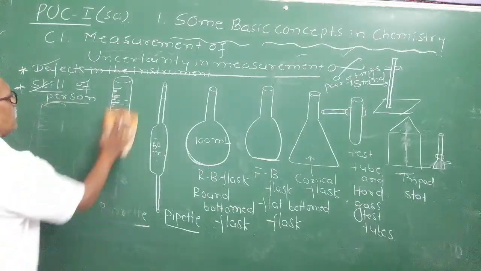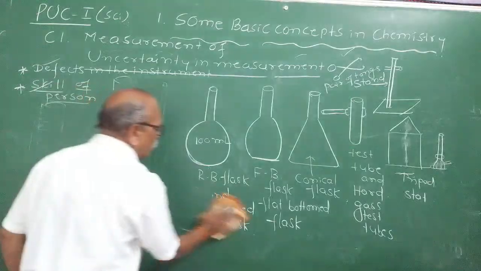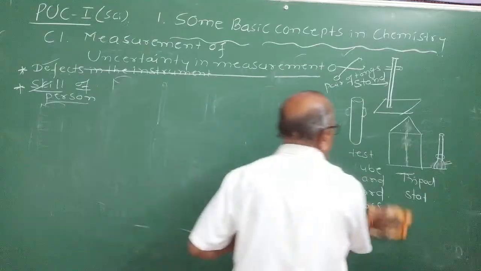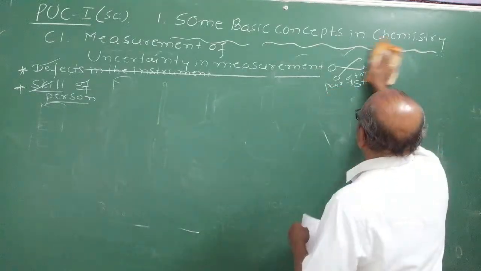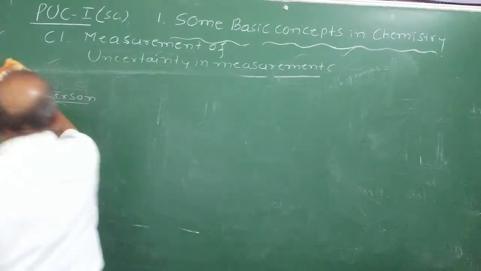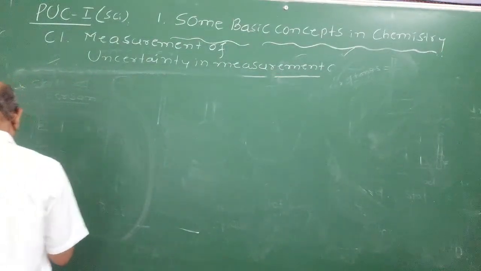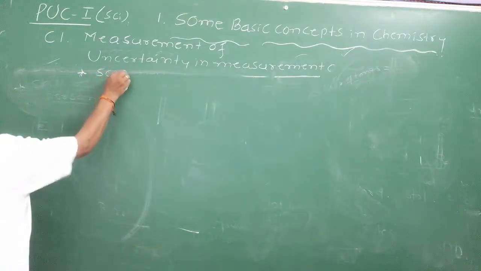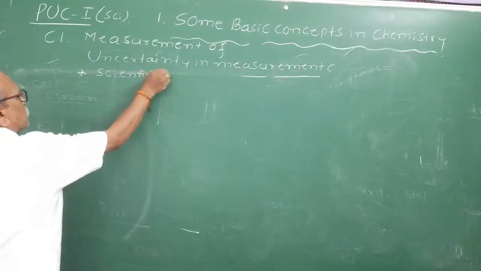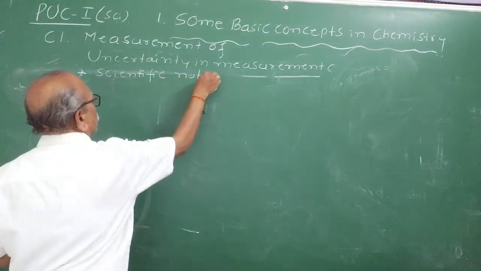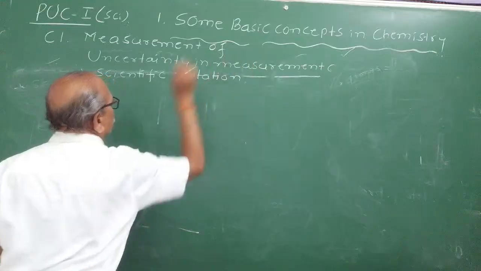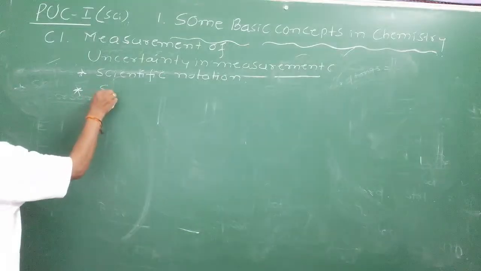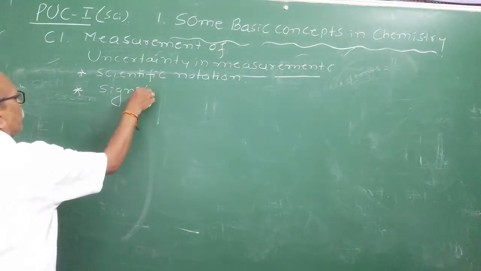So these uncertainties can be reduced or can be made closer to the certainty by using three things, right? So that is the first thing, expressing the particular thing in scientific notation. Scientific notation. Using scientific notation, most of the uncertainty in the measurement can be reduced. And using significant figures. Significant figures.